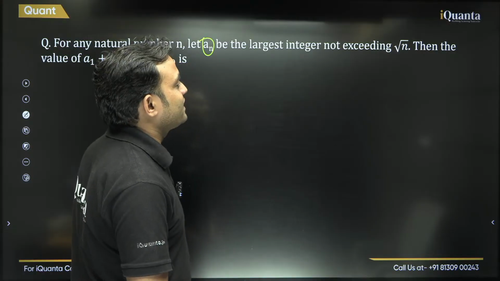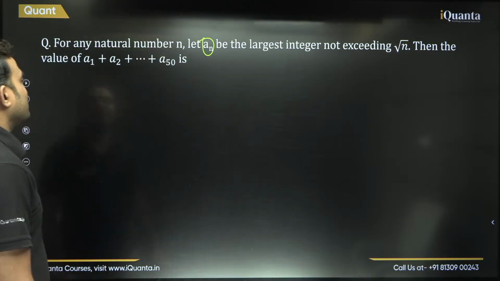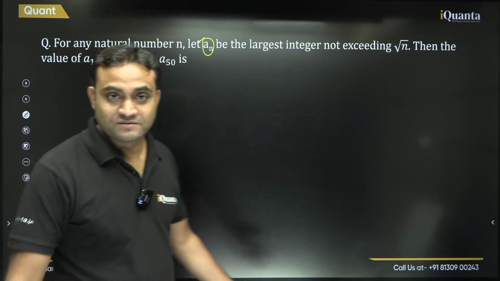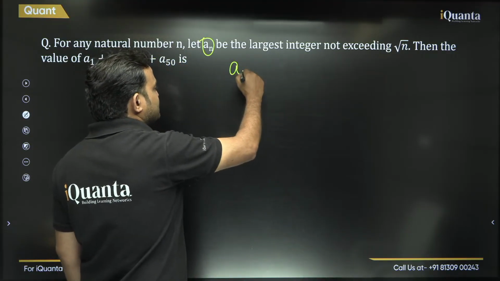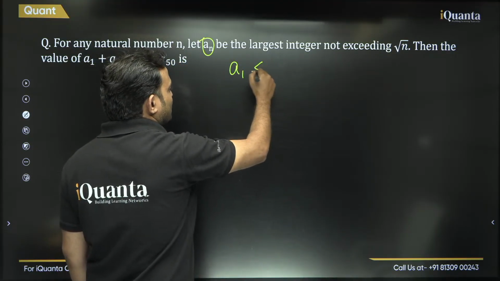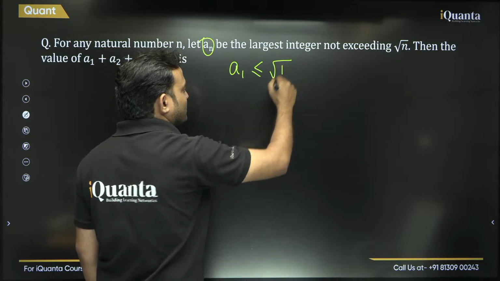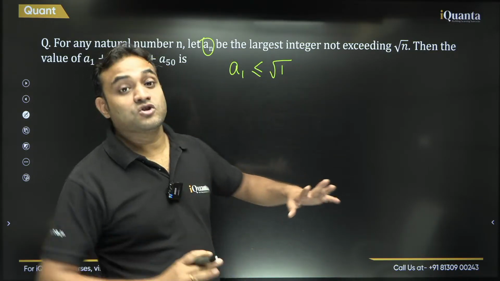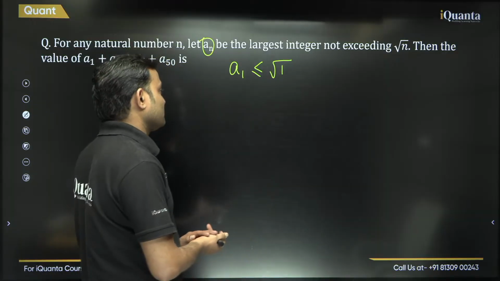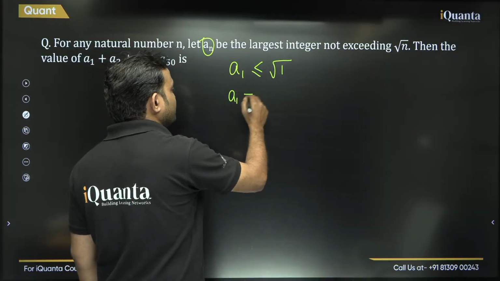It says for any natural number n, let a n be the largest integer not exceeding square root of n. Then the value of a1 plus a2 till a50 is. What does it mean? Can I say a1 is less than or equal to square root of 1? Greatest integer not exceeding square root of 1. So we can say a1 will be equal to 1.